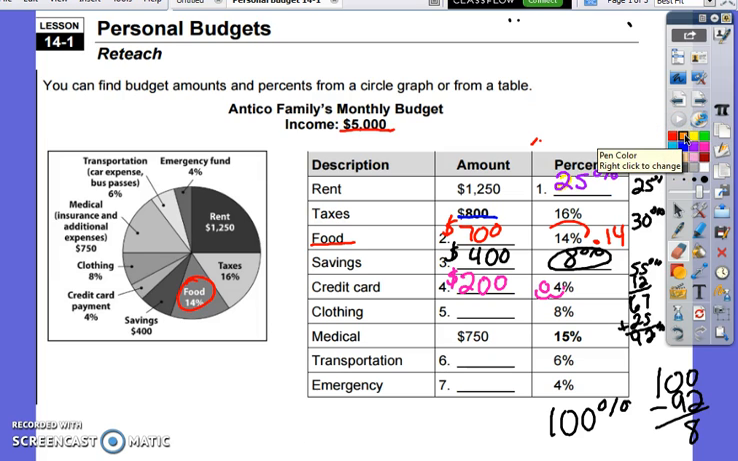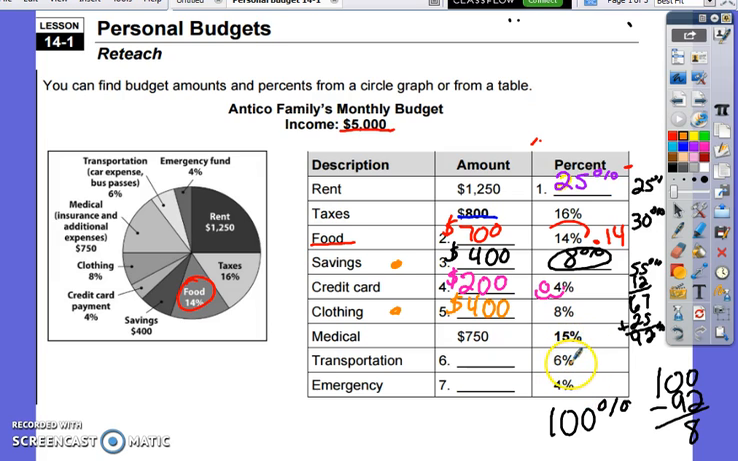Clothing is 8%. Well, I've already done 8% right here with savings. Notice that savings was 8%. So clothing is also 8%, so that's going to be $400 also. I don't need to do that again. Medical was done for us. We have $750, which is 15%.